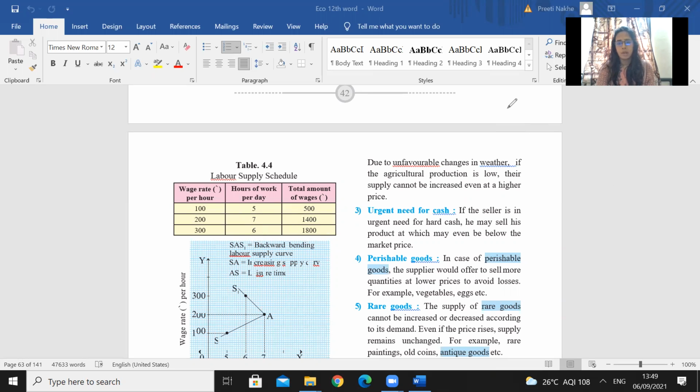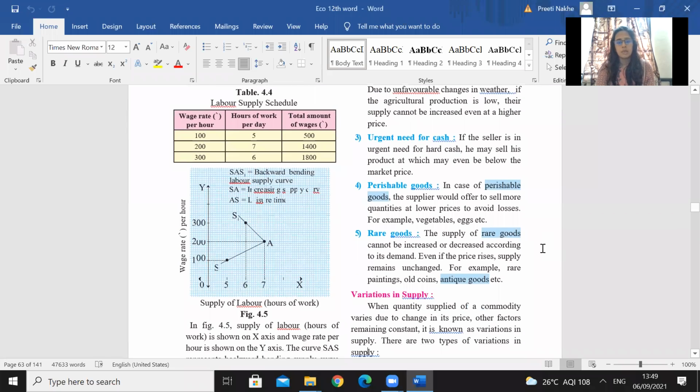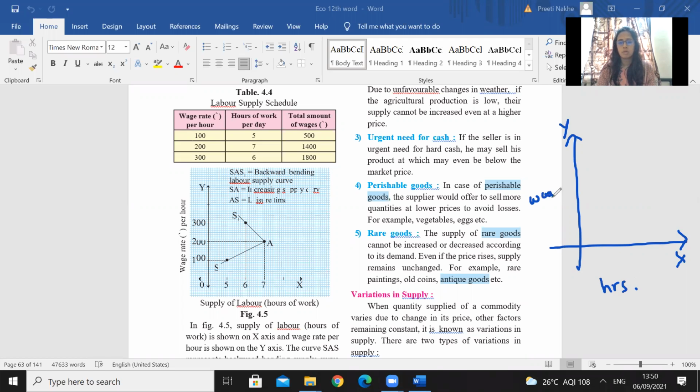Based on this, the schedule and the diagram are very important in this concept. See how we are going to show it. What we will do: x-axis, y-axis, write the names. Here we are going to show the supply of labor in hours, and here we write the wages in rupees. So in our explanation, the x-axis indicates this, the y-axis indicates that, and the slope is backward bending. We will explain that. First you will mark wage rates 100, 200, 300.